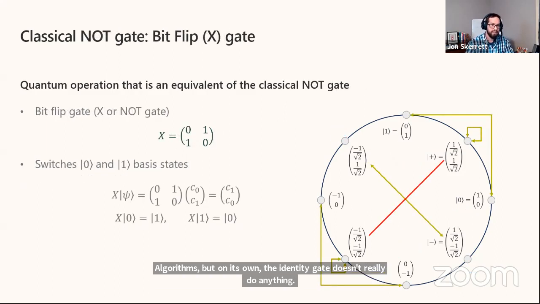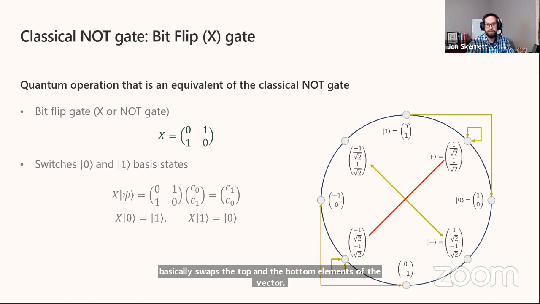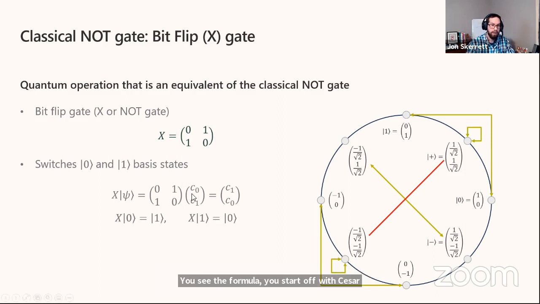The negation gate, on the other hand, is one of the more useful gates in quantum computing. It basically swaps the top and the bottom elements of the vector. If you see the formula, you start off with C0, C1, and then you end up with C1, C0. We call it the bit flip gate. Why? Because if we use the Ket notation, we can see that it converts Ket 0 to Ket 1 and Ket 1 to Ket 0. Since we very often describe quantum gates in terms of their effect on basis states, it makes sense to describe it this way. It basically takes the basis state and flips it to the other one.